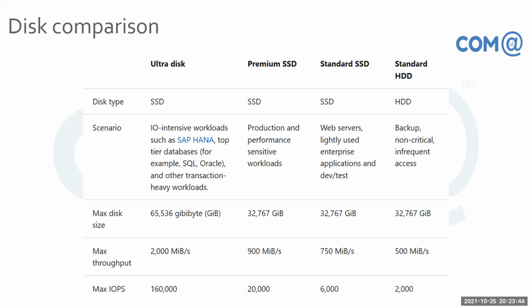That's why they are naming the ultra disk. Basically, this ultra disk is equivalent to the flash disk. Got it. What is the difference between premium and standard SSD? The only difference is in the performance, the throughput and IOPS. Nothing more than that.